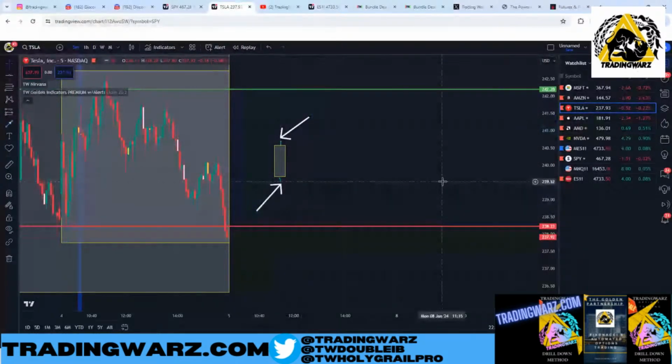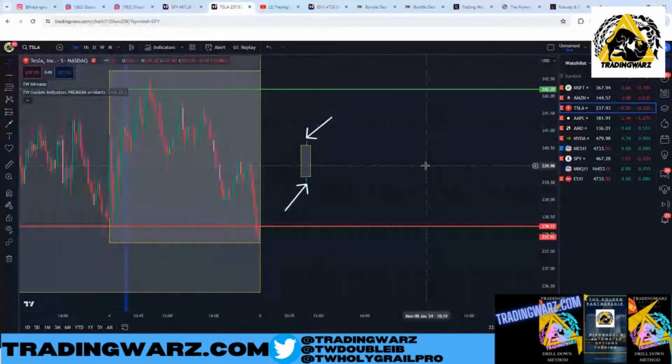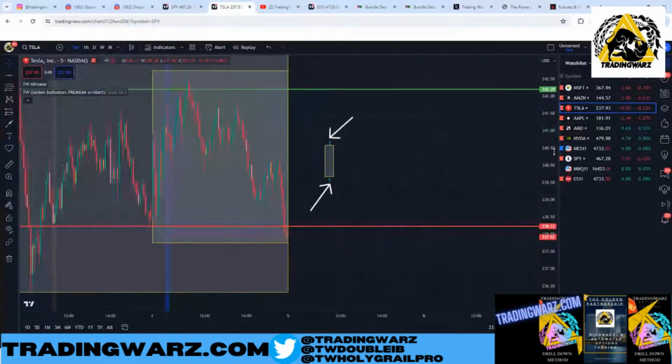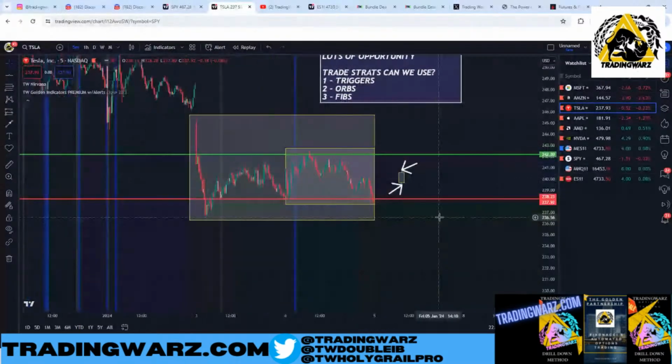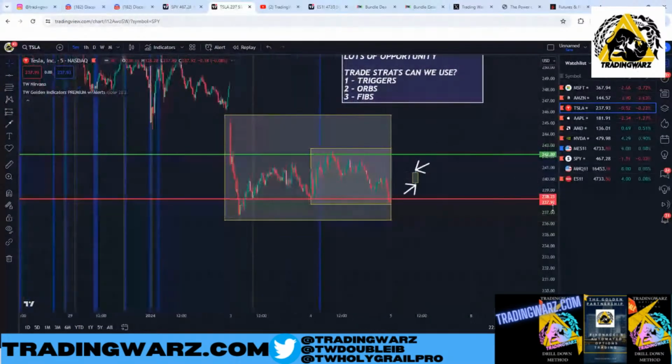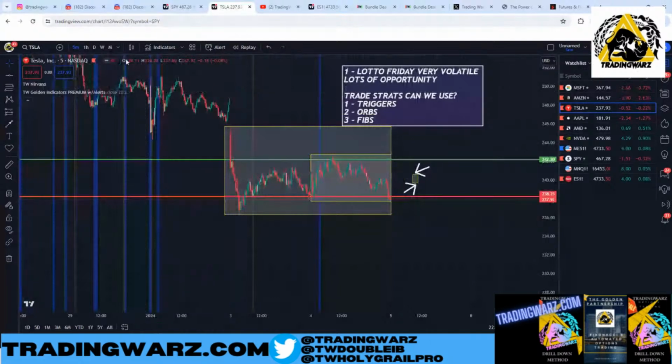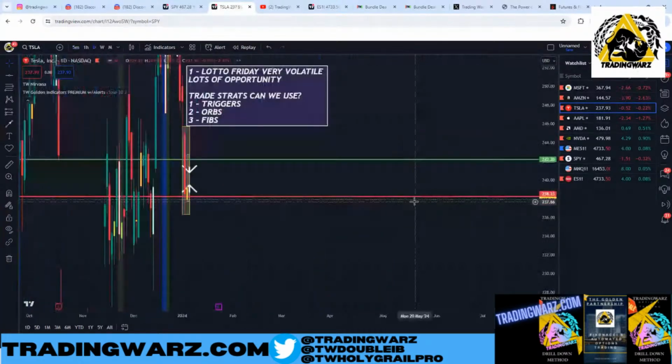Okay. So I see a lot of you guys are saying, wait. Yes. Normally when you open inside of the boxes, you want to wait, but you have to remember with Tesla, it's an inside bar. It's an inside day. Okay. So here's your inside day. So this wants to break out.